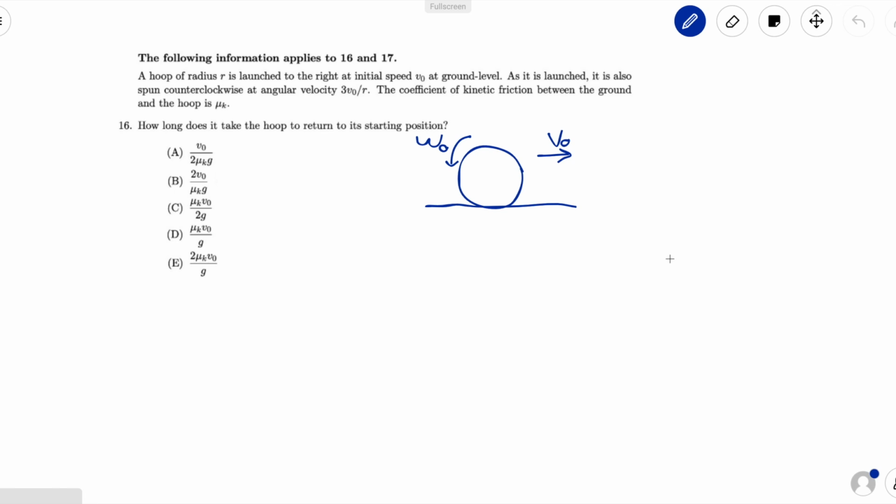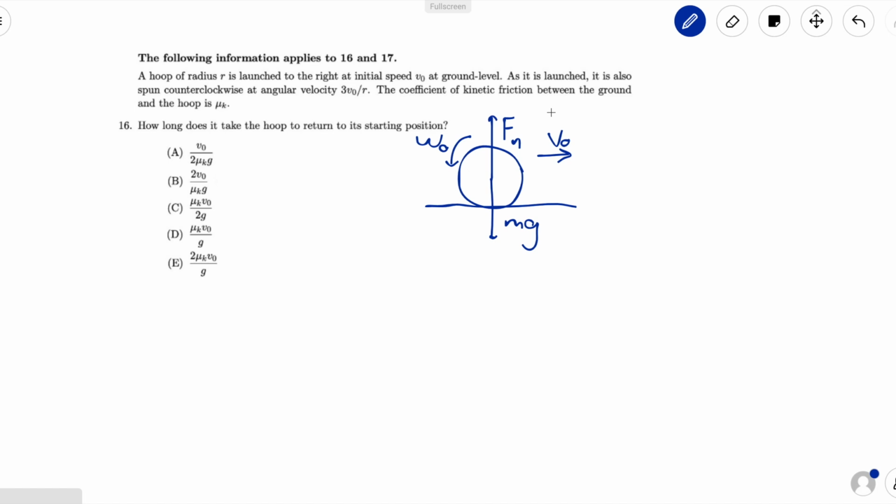For these problems, we always want to draw a free body diagram. So the first force that we'll draw is the gravitational force, or mg. The second force that we'll draw is the normal force, which is pointing directly up, and that's F_N. And since the hoop isn't accelerating in the y direction, F_N is equal to mg. And the last force would be the frictional force.